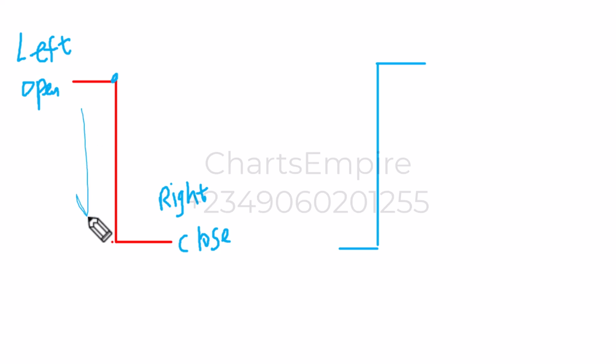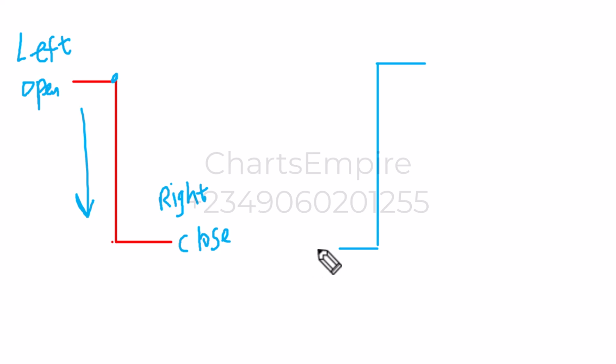Remember, the left-hand side is the open. This is where the price will open, and the right-hand side is the close. This is the close. Get that? So it means price opened from this level and then came all the way down, so people are selling. Whenever price goes down, it indicates selling.